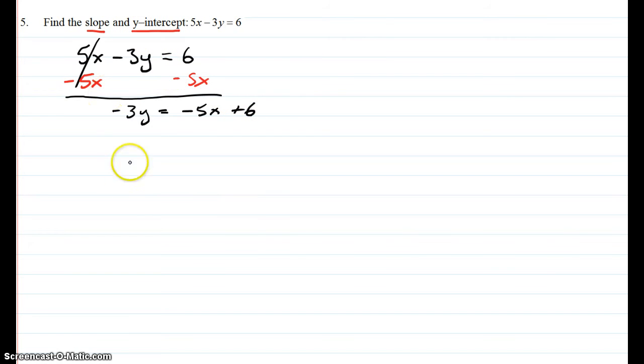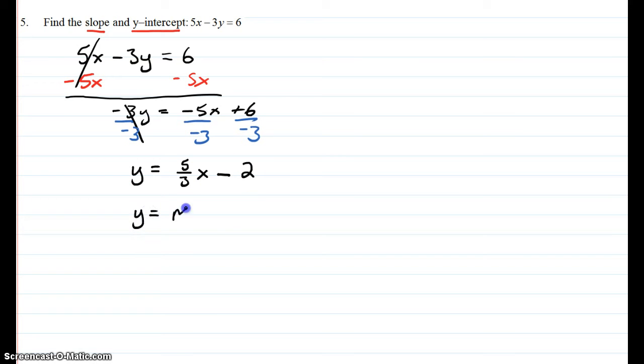Now we need to get rid of the negative 3, so we divide each and every term by negative 3. And so that gives us y equals a negative divided by a negative gives us a positive 5/3. And a positive divided by a negative gives us a negative. And 6 divided by 3 gives us 2. So our equation is now in slope-intercept form.